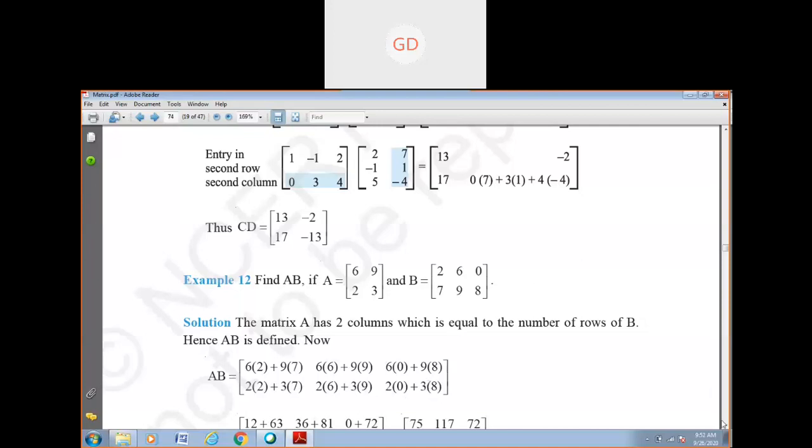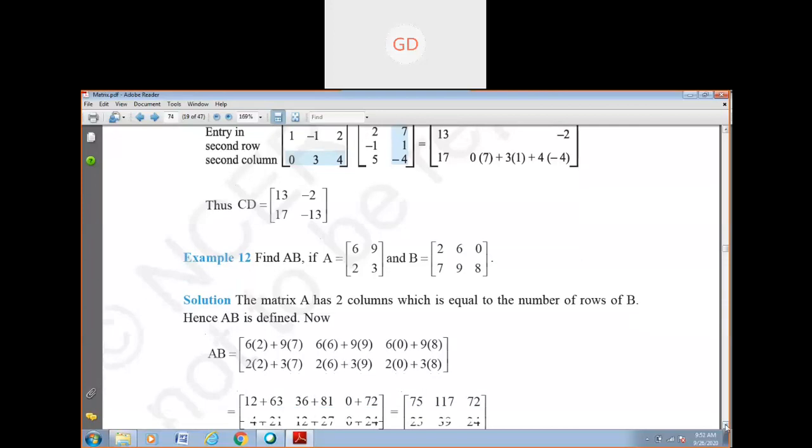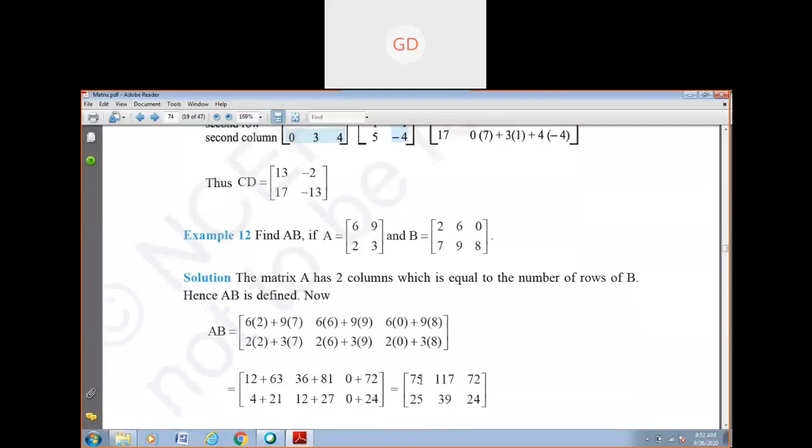So after simplification we have the result, and the result is this one: 75, 1, 17, 72. The second row is 25, 39, 24. So this is the result of multiplication of the matrices A and B. A into B is this matrix. If you observe here, A was a 2 by 2 matrix and B was a 2 by 3 matrix, but the resultant matrix is 2 by 3.